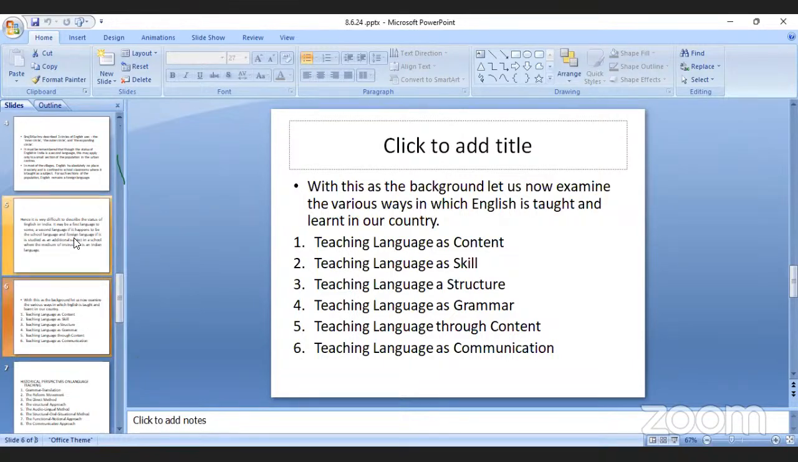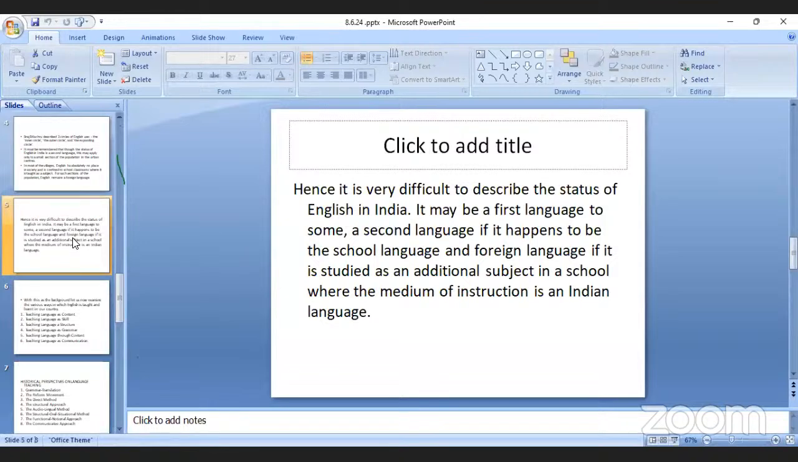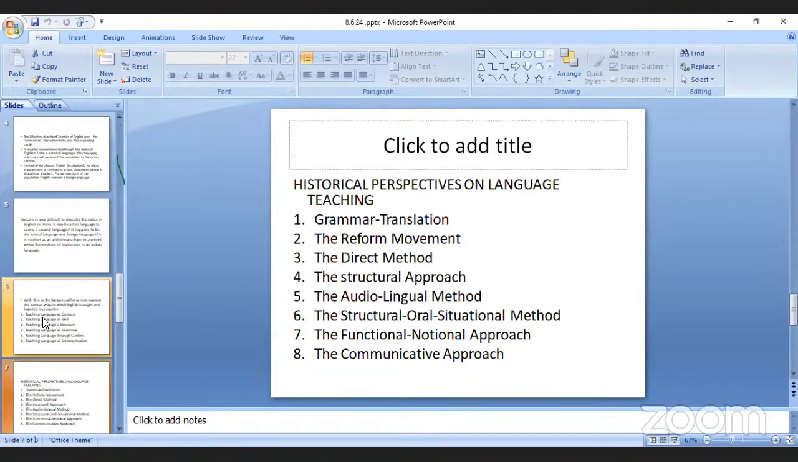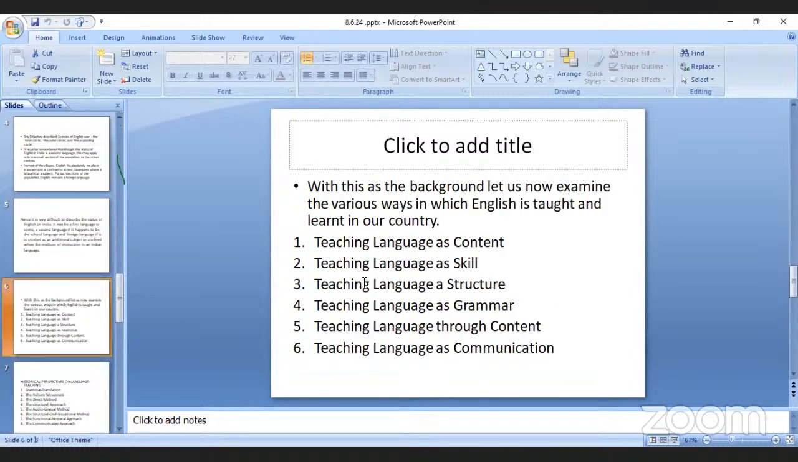That's how it is. And then this is the introduction for this second unit. What we have, in particular, is the various ways in which English is taught and learned in our country. We have almost 6 of them. So in this particular unit, guys, we have 3 questions, please try to understand. First one is, what are the various ways in which English is taught and learned in our country? So all the 6 ways: teaching language as content, teaching language as skill, teaching language as structure, teaching language as grammar, teaching language through content, teaching language as communication. This is one question, guys.